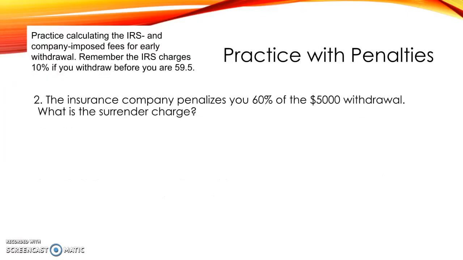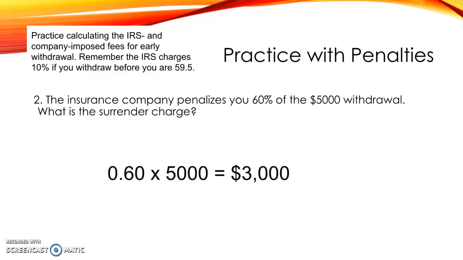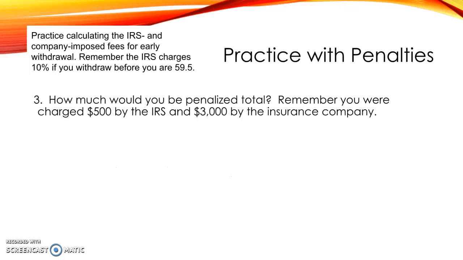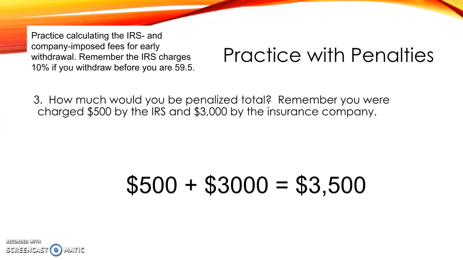Now the insurance company is going to penalize you 60%, because you withdrew it before age 40. So what is the surrender charge? Similar, we're going to do 60% of 5,000 and find out that it is $3,000. That would be the penalty that you would have to pay the insurance company. How much would you be penalized in total? Remember, it was $500 from the IRS, $3,000 from the insurance company. So the total fee, $3,500.